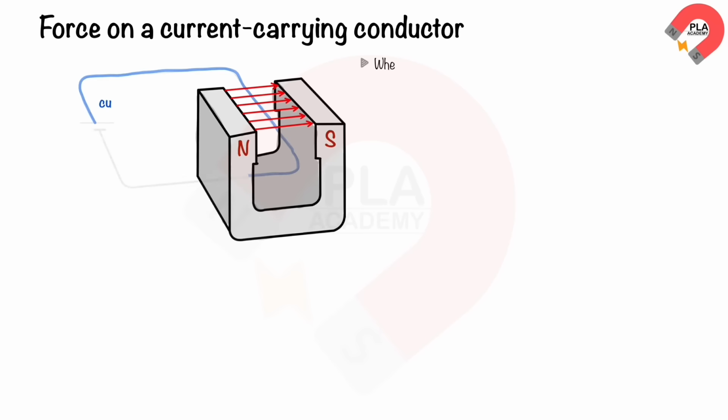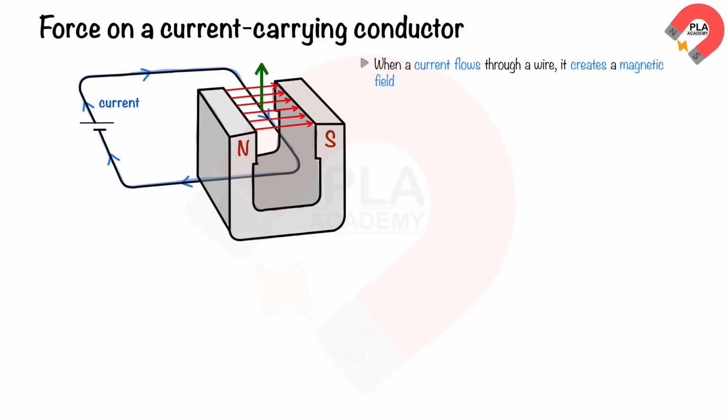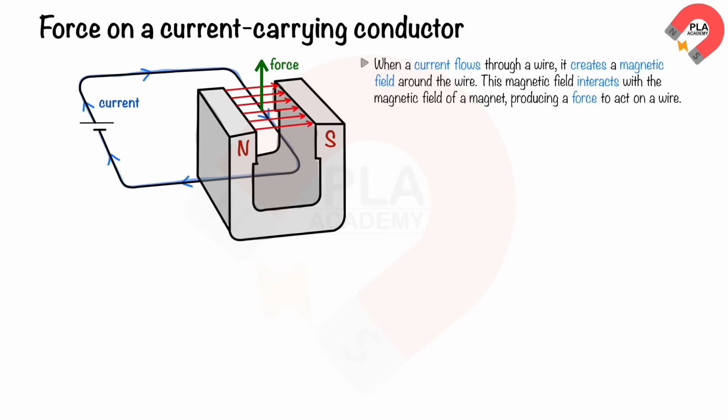Force on a current-carrying conductor wire. When a current flows through a wire, it creates a magnetic field around the wire. This magnetic field interacts with the magnetic field of a magnet, producing a force to act on the wire upward. This causes the wire to move upward.